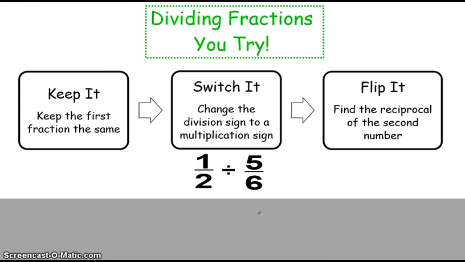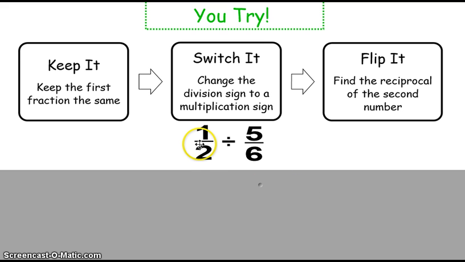Okay, for our last problem, I'd like you to try it on your own. 1/2 divided by 5/6. Pause the video and unpause when you are ready to correct. Okay, let's see how you did. First, we need to keep 1/2 the same. We need to switch this division sign to a multiplication sign and flip 5/6 to 6/5.